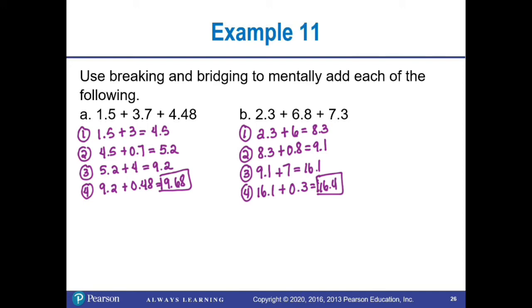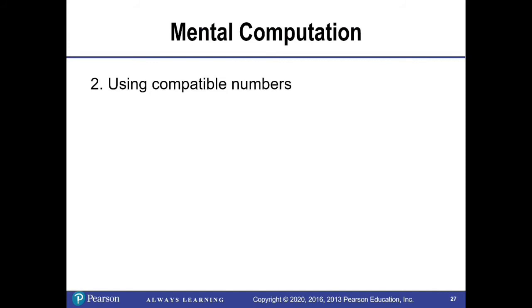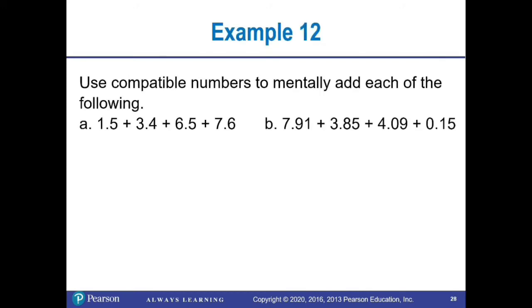Another strategy that we used with whole numbers was using compatible numbers. So let's look at using compatible numbers with our decimals. In part A, I have 1.5 plus 3.4 plus 6.5 plus 7.6. When I think about compatible numbers with our whole numbers, we were thinking about whole numbers that added to, say, multiples of 10. Here, I want to think about decimals that add to make a whole.